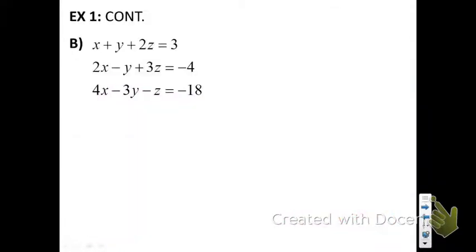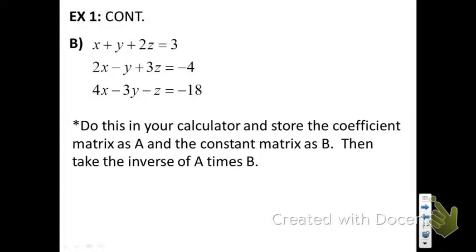Okay, for our second example, with the 3x3, I'm going to ask that you, in fact, I think I say that on the next slide. Let me look. Yeah. It says to do this in your calculator and store the coefficient matrix as A and the constant matrix as B. So if I ask you to do it in your calculator, I've got to know what you put in your calculator. So I do want you to write the matrix equation first.